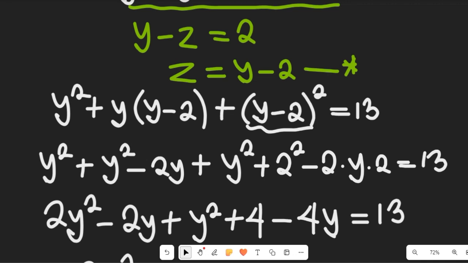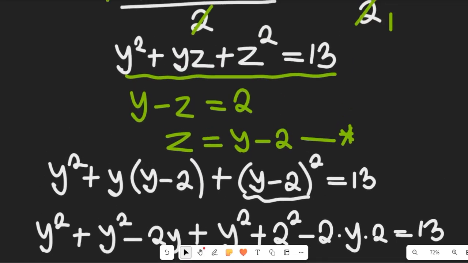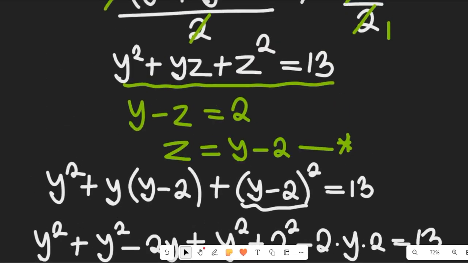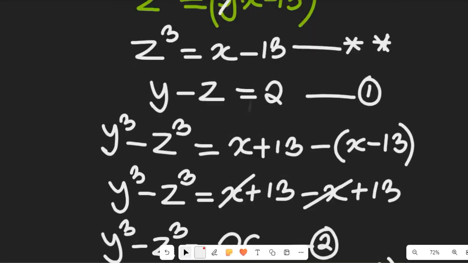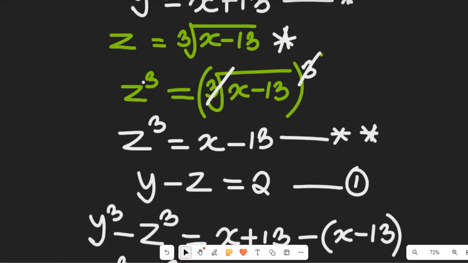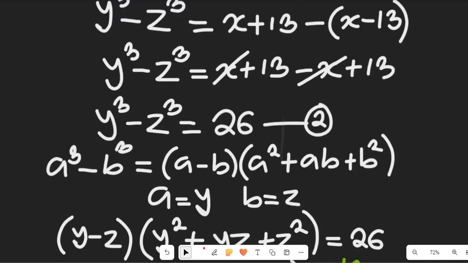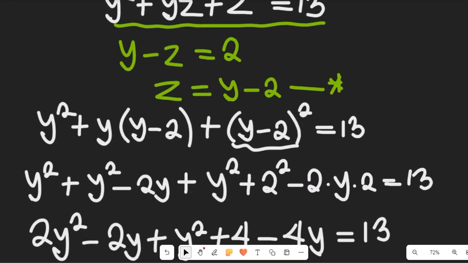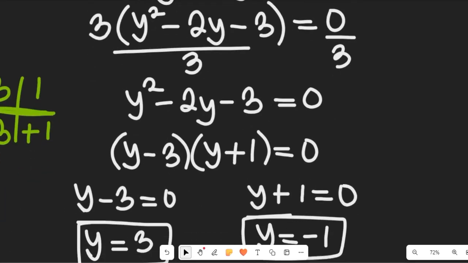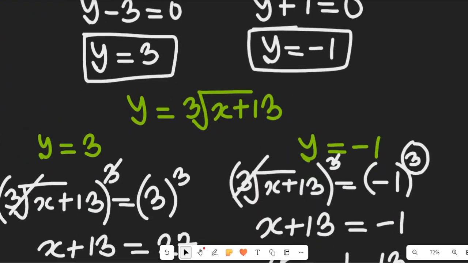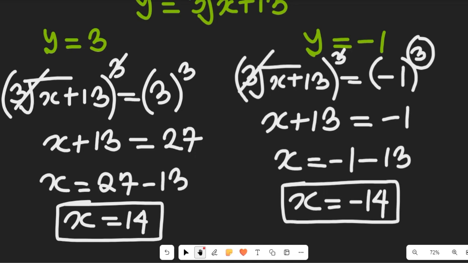So if we want to find it the other way around, we can still make our y to be equal to 2 plus z, and then substitute it into this expression to get the value of z. That way we can be able to use this other expression, which is z equal to the cube root of x minus 13, because at the tail end we're going to have two values for z, and then we can easily substitute to find the value of y. So you see, very easy.